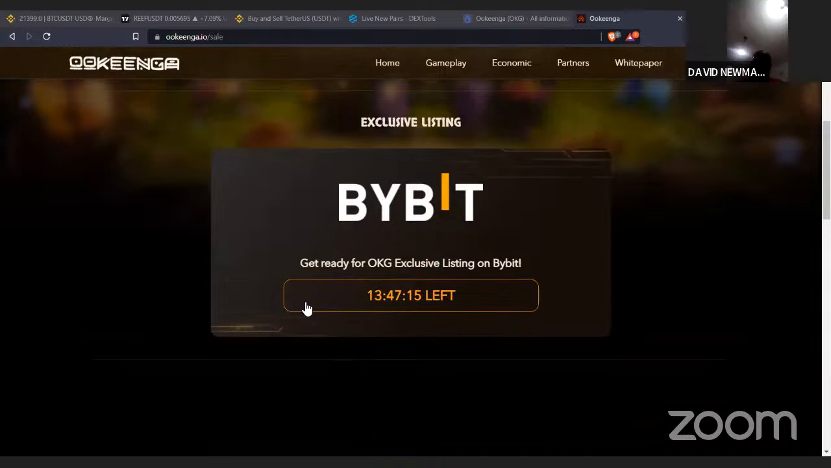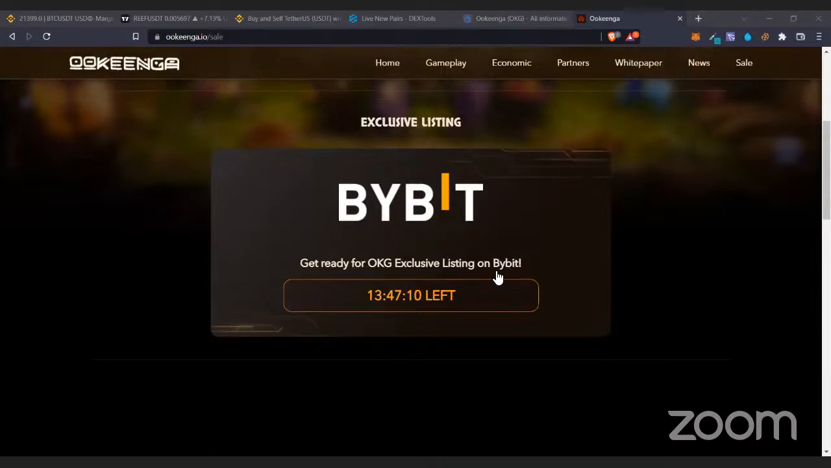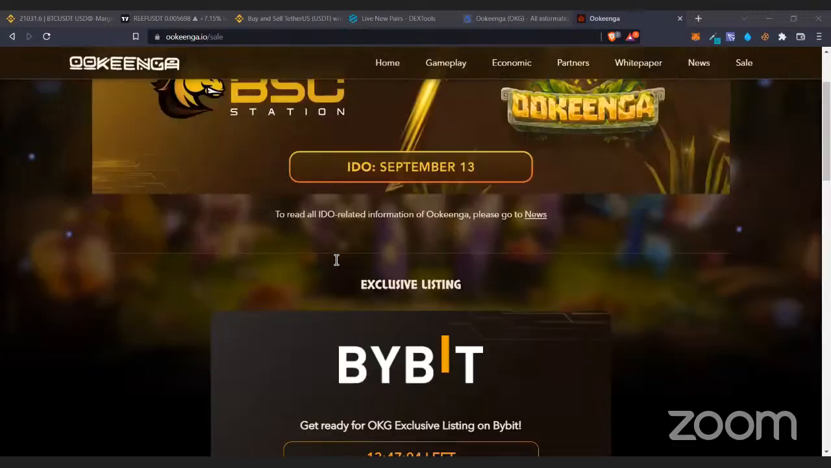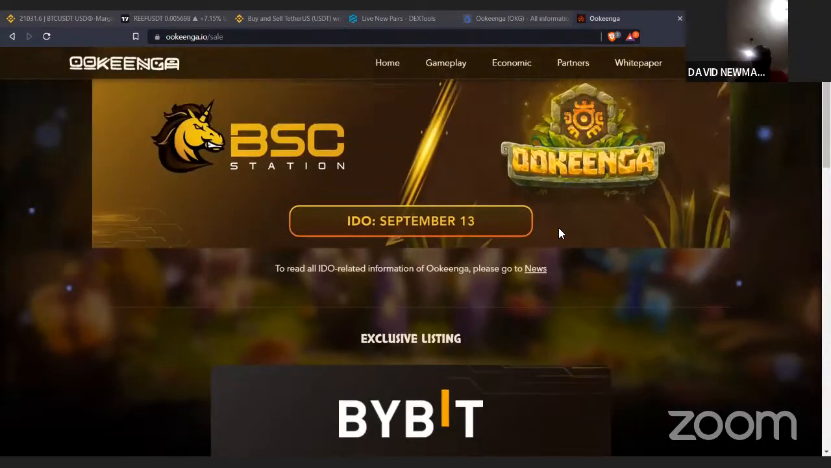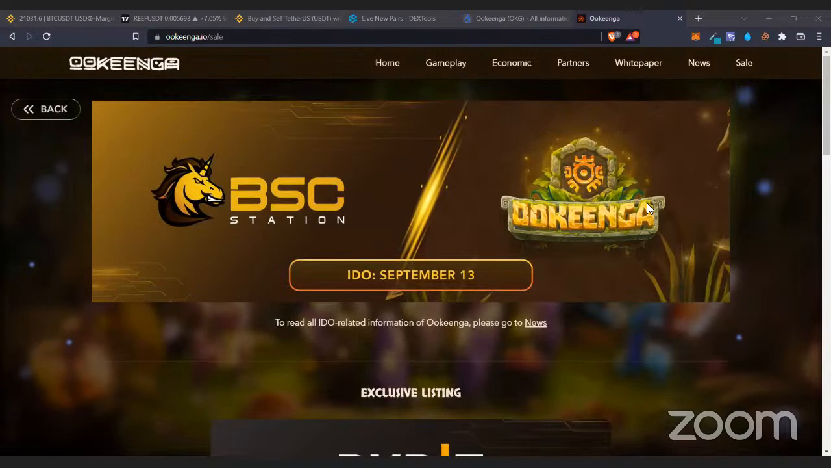Okay, so get ready for exclusive listing. It has not even been listed. So maybe after the ICO ends, it will be listed on Bybit and the rest. So you can go ahead and look at it. If it is something you can do, go ahead and put in your money. And when it's listed, just trade it out for cash and you exit the market.